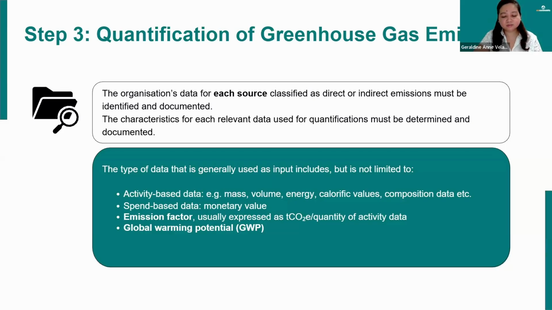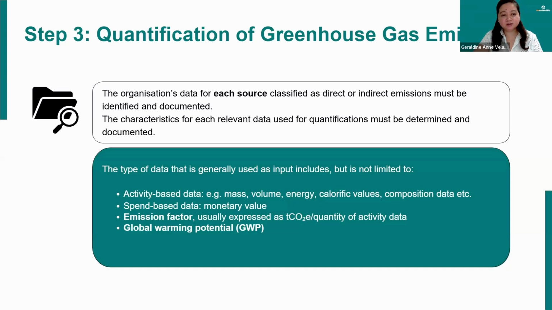Second would be spend-based data. This uses money spent as a proxy when physical activity data is not available. Examples are amount spent on courier services, amount spent on IT services, amount spent on cloud hosting, amount spent on advertising or professional services. These are useful for scope 3 categories where physical data is almost impossible to obtain.